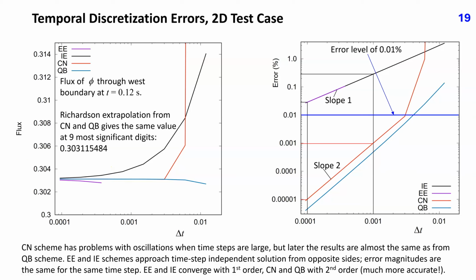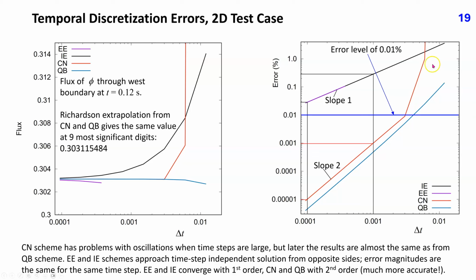Richardson extrapolation from values obtained with the two finest time steps in Crank-Nicolson and quadratic backward scheme gives the same value at 9 most significant digits. This value is used as the reference to compute temporal discretization errors for each scheme and time step size.